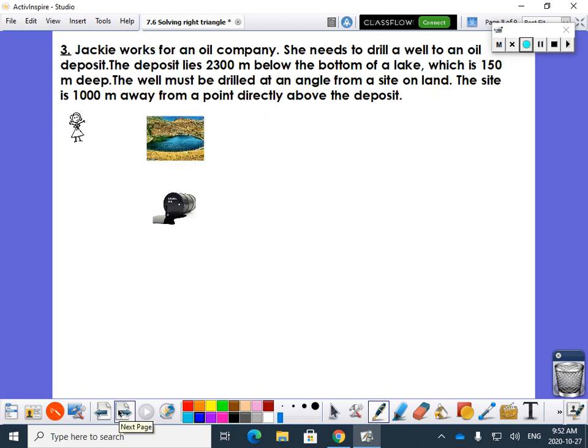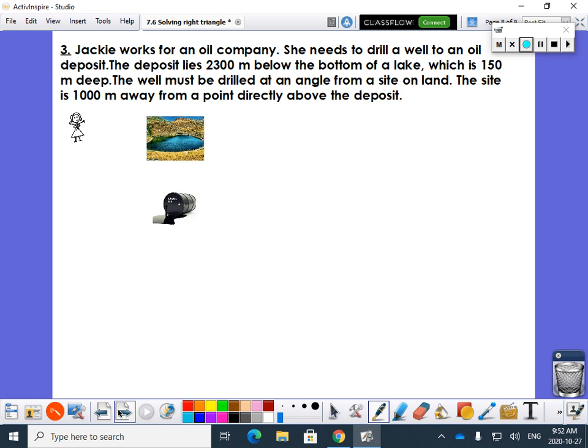Okie dokie. Jackie works for an oil company. She needs to drill a well to an oil deposit. So here's Jackie. The deposit lies 2,300 meters below the bottom of the lake. The lake is 150 meters deep, so this question just has one extra step in it.